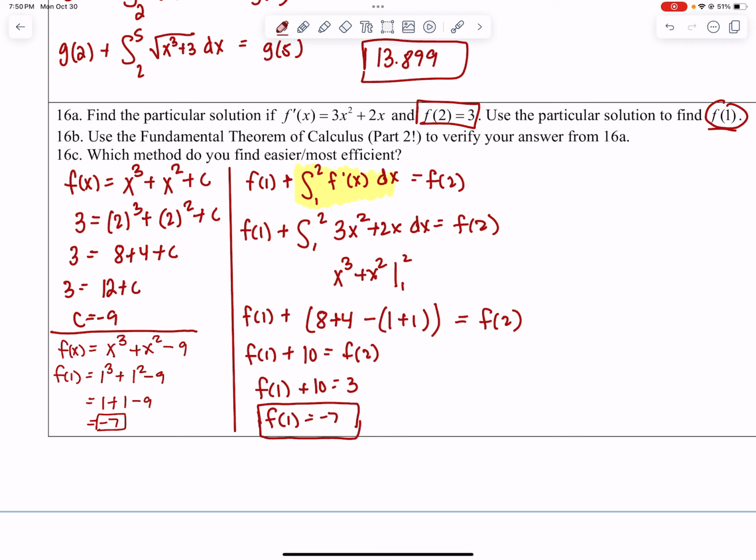So 16 just tells us that we have two methods. Either use a particular solution that we learned back in day 1 or use the fundamental theorem of calculus. Whatever method you prefer on your homework or on your tests, fine. However, if it's on the FRQ and we ask you to find the particular solution using one method, then you better use that particular method.